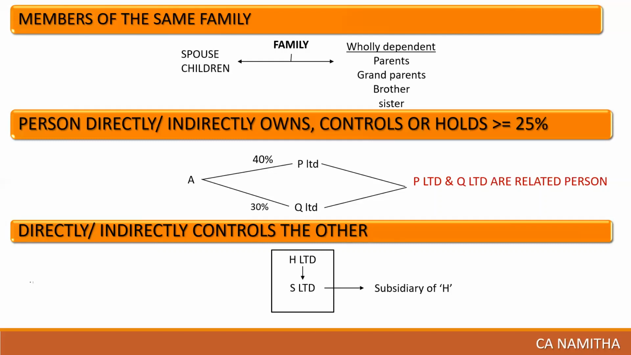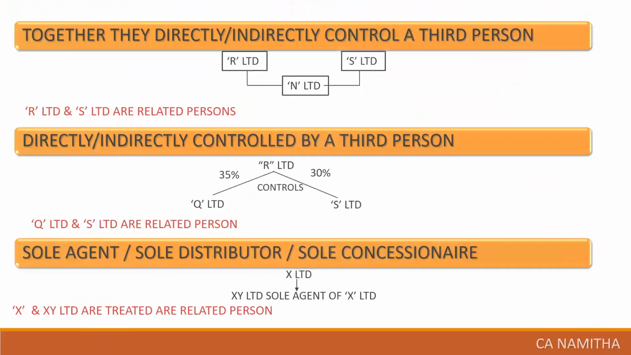Well, the next point, that is one of them directly or indirectly controls the other. For example, if S Limited is a subsidiary of H Limited, then it implies that H Limited and S Limited are related persons. Let me move on to the next category, which is also based on the concept of control. That is, together they directly or indirectly control a third person. For example, R Limited controls N Limited and also S Limited controls N Limited. Then it implies that R and S Limited are related persons.